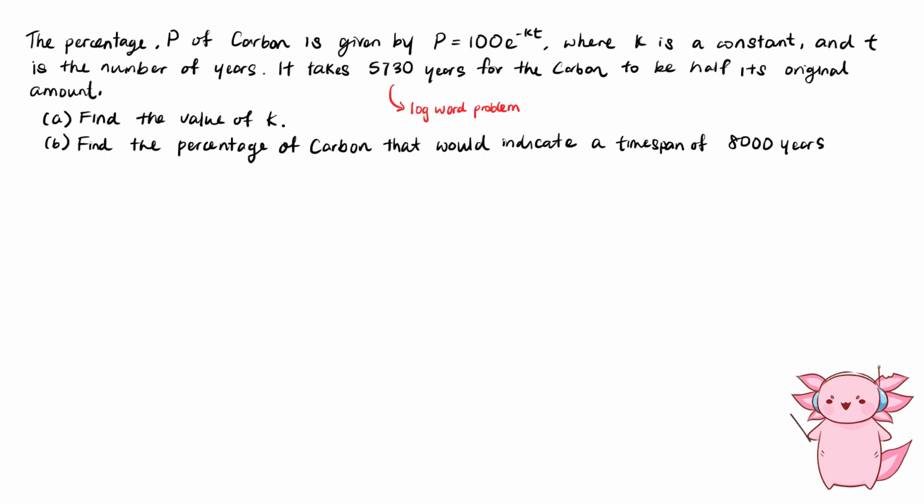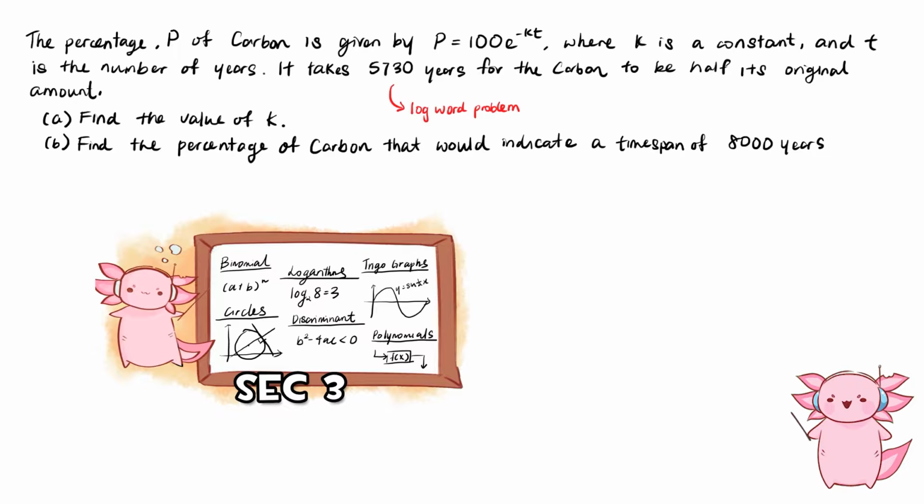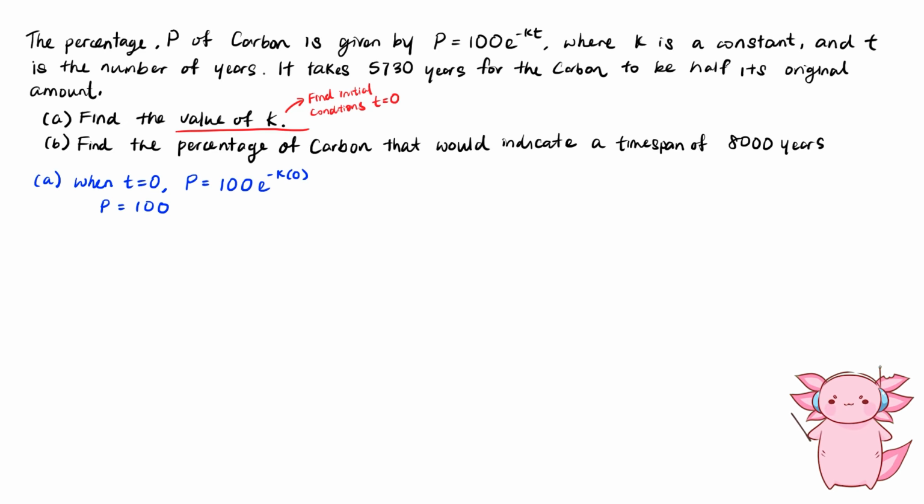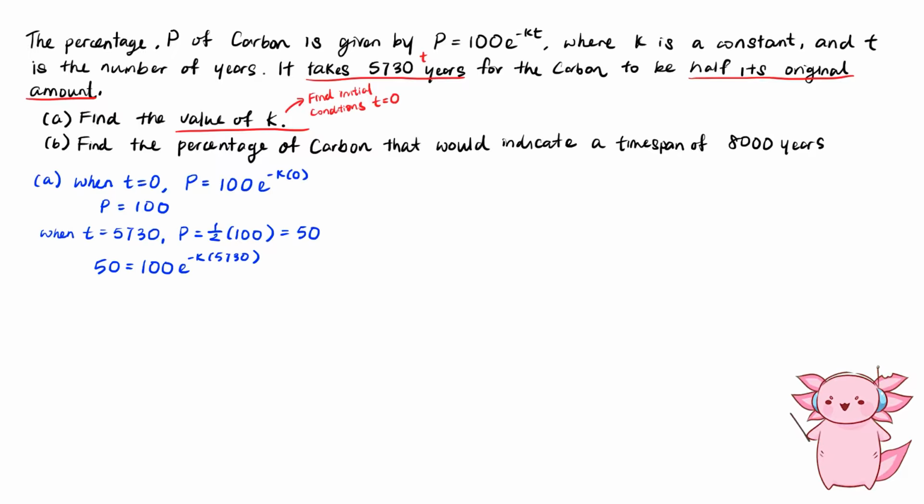This kind of logarithm word problem was something I wanted to cover in the Sec 3 video, but I didn't have the time to. So, in order to find this constant k over here, the first step is to find our initial conditions. So when t is equal to 0, the value of p is 100. Now since it said that when t is equal to 5730, the value of p is half, so it becomes 50, and we can write out this equation over here.